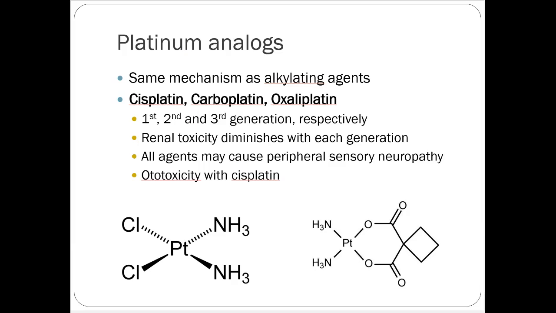Another group of alkylating agents, even though they technically are kind of in their own class of platinum analogs, they work the same way, are the platin items. So there's cis, carbo, and oxaliplatin, and they're different generations. These drugs, especially cisplatin, is quite renally toxic and can cause sensory neuropathy and ototoxicity.